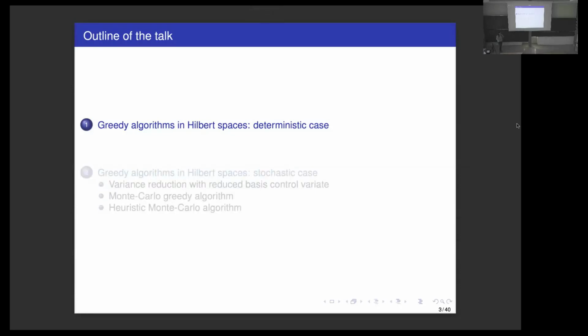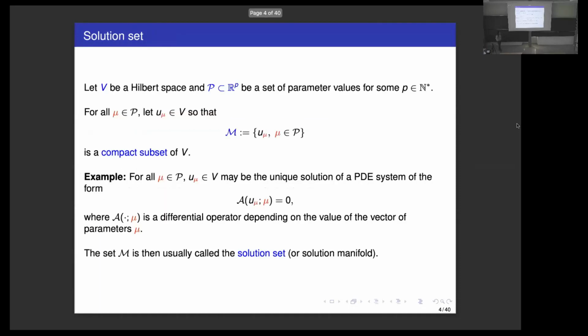So let me begin with just some recaps about greedy algorithms in Hilbert spaces in the deterministic case. First of all, I need to introduce some notation. Here V will denote a Hilbert space, typically of functions. And curly P here will be a subset of parameter values. Typically I'm going to assume that it will be a subset of R^p, so that parameters will be given as p-dimensional vectors.